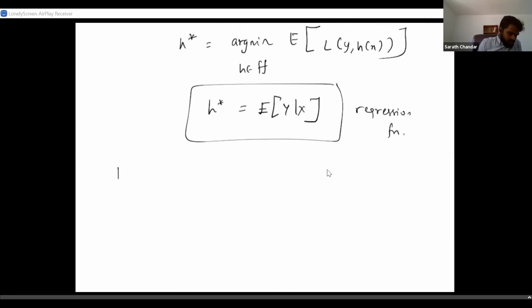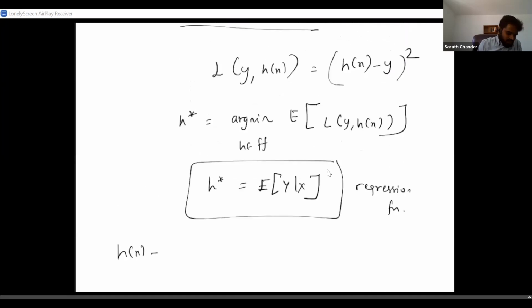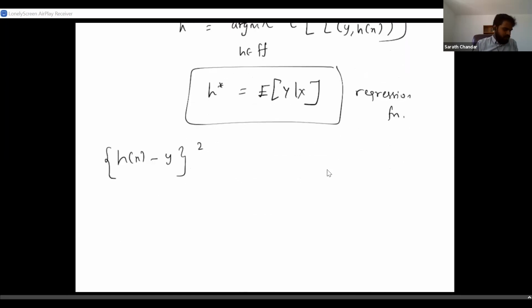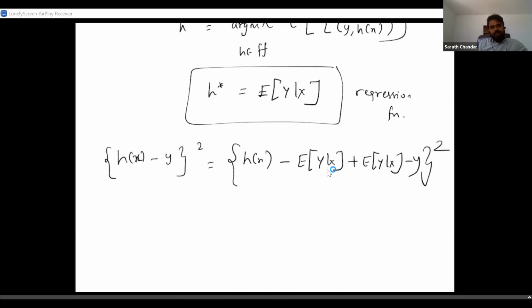So now we are going to consider the loss h of x minus y the whole square. I'm going to do a little bit of algebra, play around with the terms here, to divide this loss into two components. First I would start with this term, and given that we know E of y given x is the true regression function, I'm going to add it here: h of x minus E of y given x plus E of y given x minus y, the whole square.